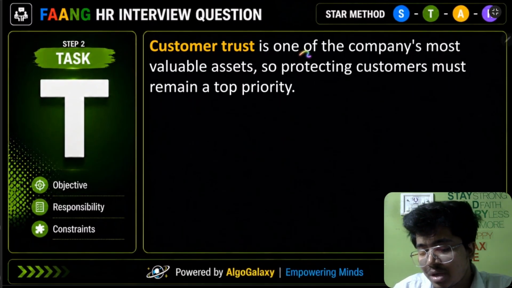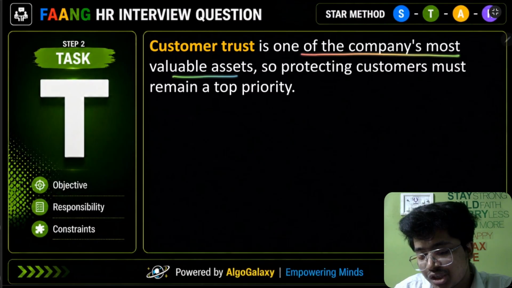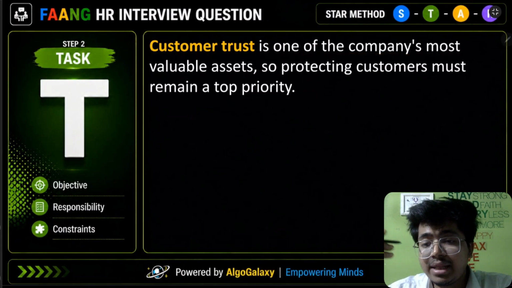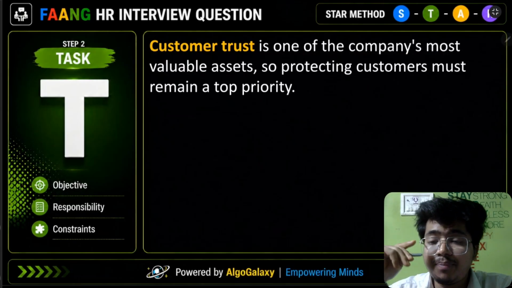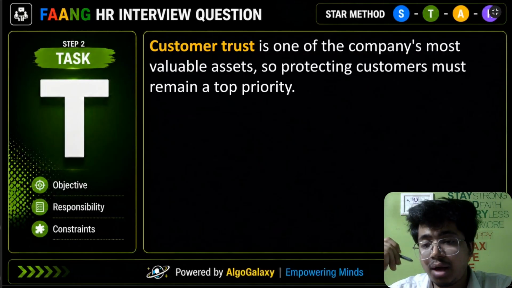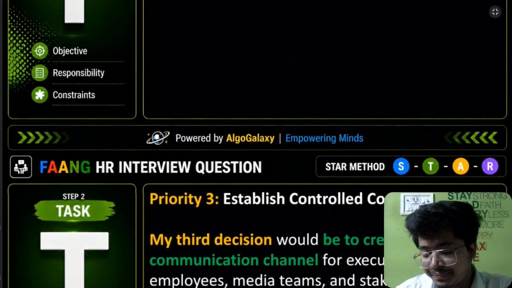Customer trust is one of the company's most valuable assets, so protecting customers must remain a top priority. So we tell about the customer obsession part, which is another important trait of Amazon's principle. Customer trust is one of the company's most valuable assets, so protecting customers must remain a top priority.